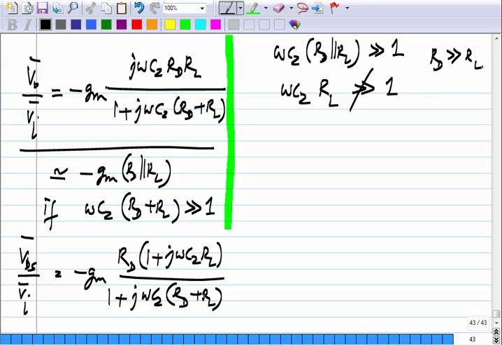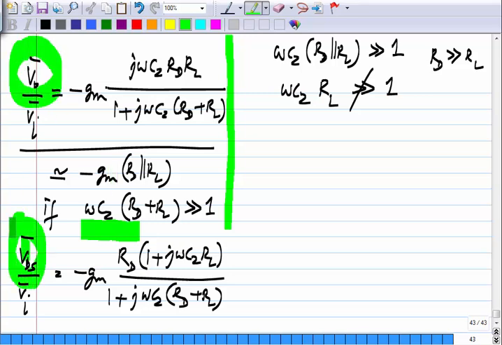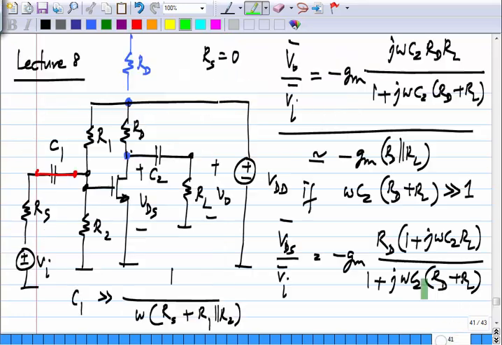So, you understand what I am saying. Let us say RD is very large and RL is kind of small. Then this constraint is essentially dominated by this. We have to say that omega C2 RD is much more than 1, because RL is very small. So, in that case, what can you say about the relative magnitudes of V0 and VDS? If C2 is really a short circuit, V0 should be VDS, right? If this is a short circuit, the signal here and the signal there should be exactly the same.